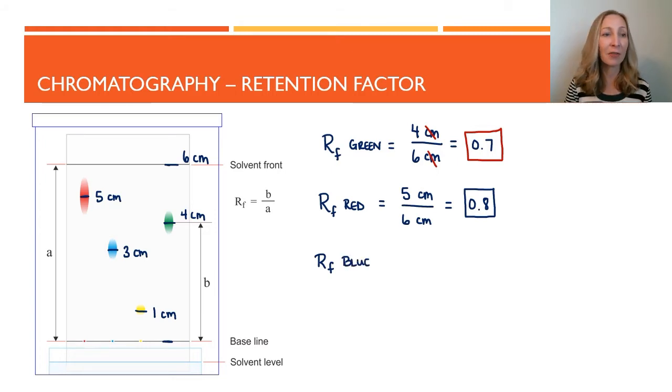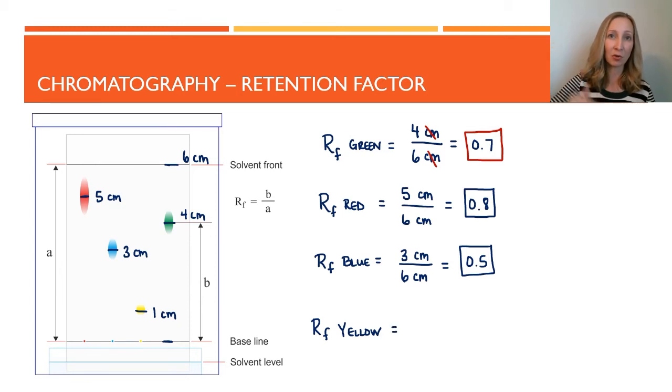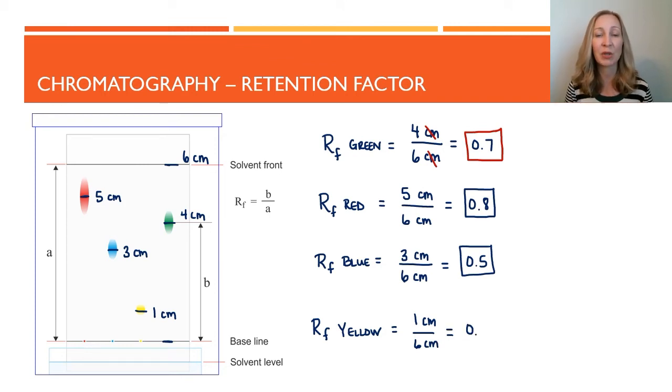So the RF of the blue dye: if the blue dye traveled 3 centimeters and the entire solvent traveled 6 centimeters, 3 divided by 6, rounded to one significant digit, is 0.5. And for the RF of the yellow dye, we'll say that it traveled 1 centimeter. So we have 1 centimeter divided by 6 centimeters, the total length the solvent traveled, which is 1 over 6. Cancel out the units and round to one significant digit. We have 0.2 with no units.